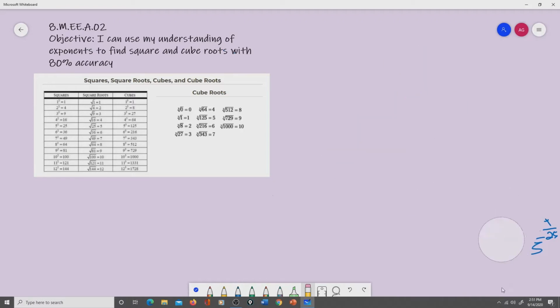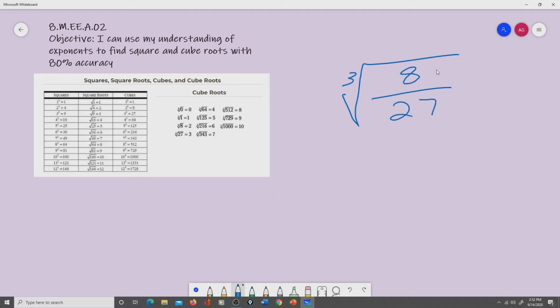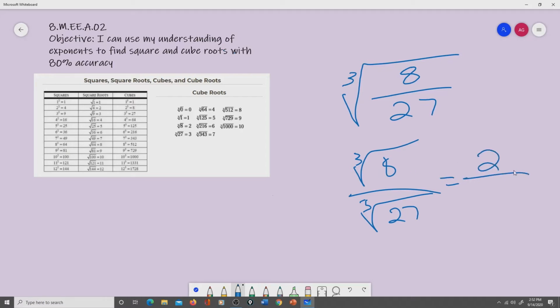So let's say we're looking for cube roots of a fraction. So let's say we have a radical with the index 3, and let's say we have 8 over 27. So if we think about this again, then really what we have is the cube root of 8 divided by the cube root of 27. So here when we look at that, then we know that the cube root of 8 is 2, right? Because 2 times 2 times 2 makes 8. And the cube root of 27 is 3, because 3 times 3 is 9, times 3 is 27.